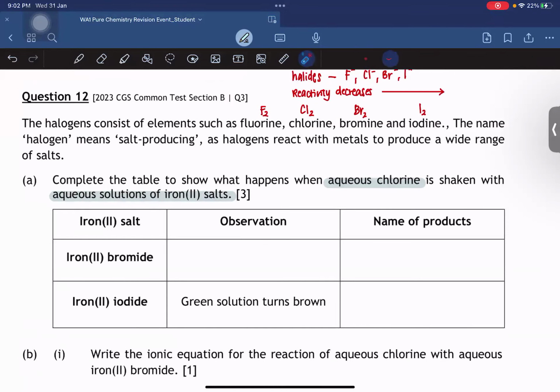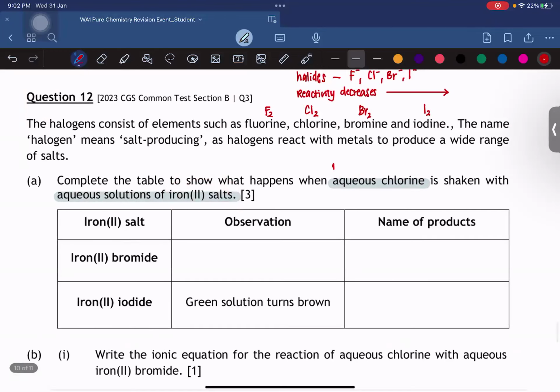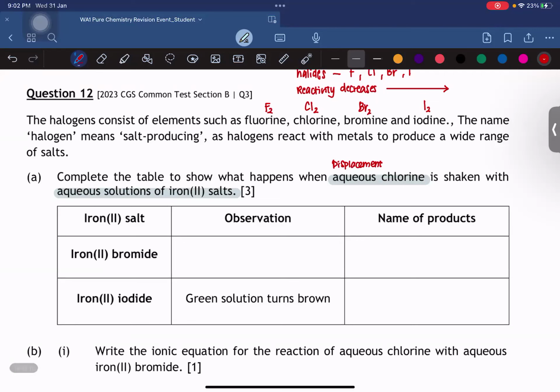Okay, so when you have a halogen trying to replace a halide, this reaction is called a displacement reaction. Clear? So first things first, chlorine. Can chlorine react with iron 2 bromide? Yes, because chlorine is more reactive. What products do I form? Guys, what product do I form? Iron 2 chloride and bromine, correct.